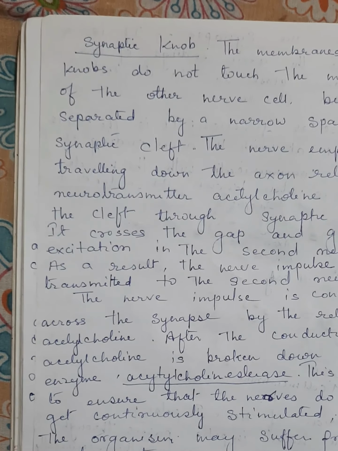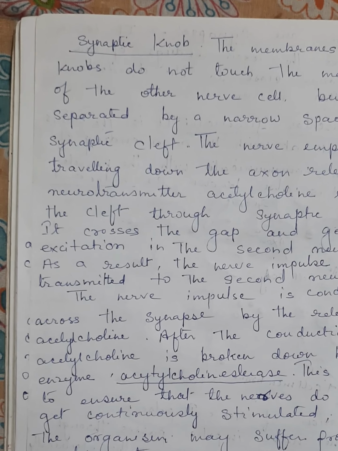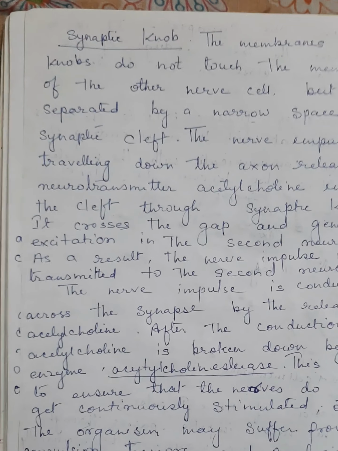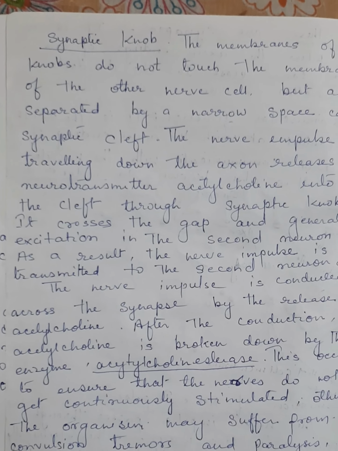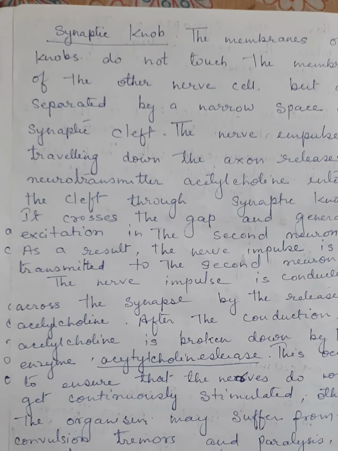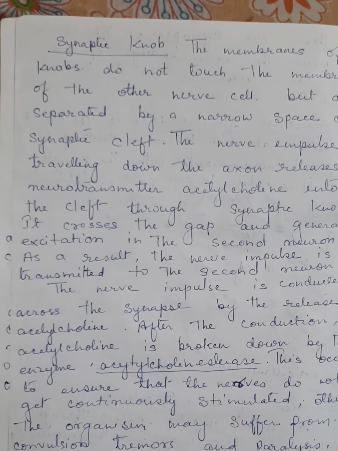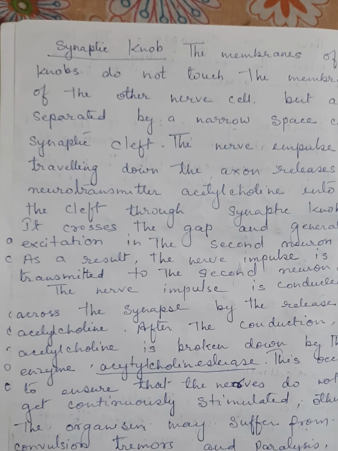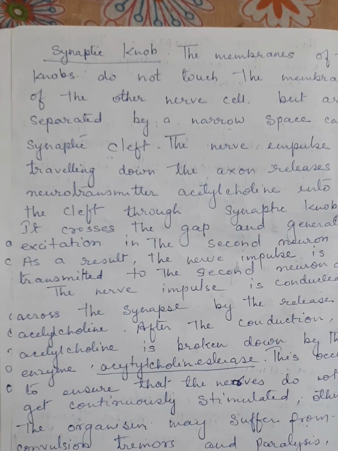After the conduction, acetylcholine is broken down by the enzyme acetylcholinesterase. This occurs to ensure that nerves do not get continuously stimulated. Otherwise, the organism may suffer from convulsion, tremors and paralysis, possibly leading to death.